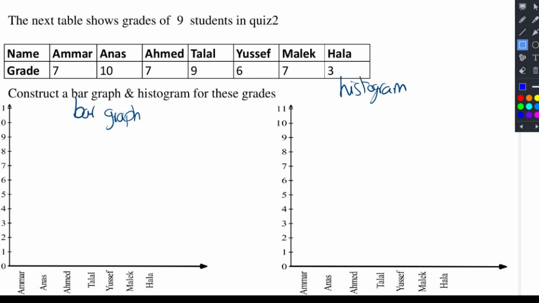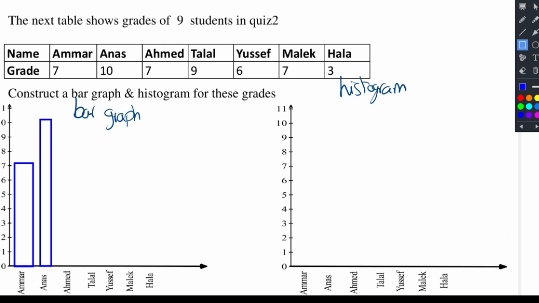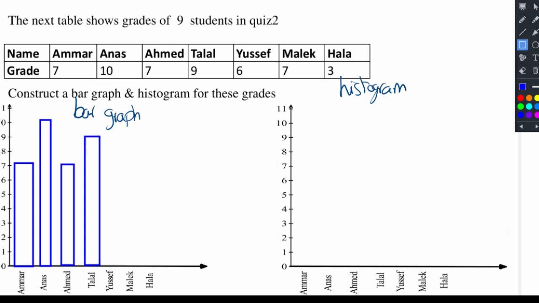Ammar. Ammar is 7. Between 0 and the Ammar, draw a rectangle. 7. Take a space. Anas. Anas is 10. Ahmad. Ahmad is 7. Leave a space. Talal. Talal is 9. Leave a space between Talal and Ahmad. Talal is 9. This is Talal.